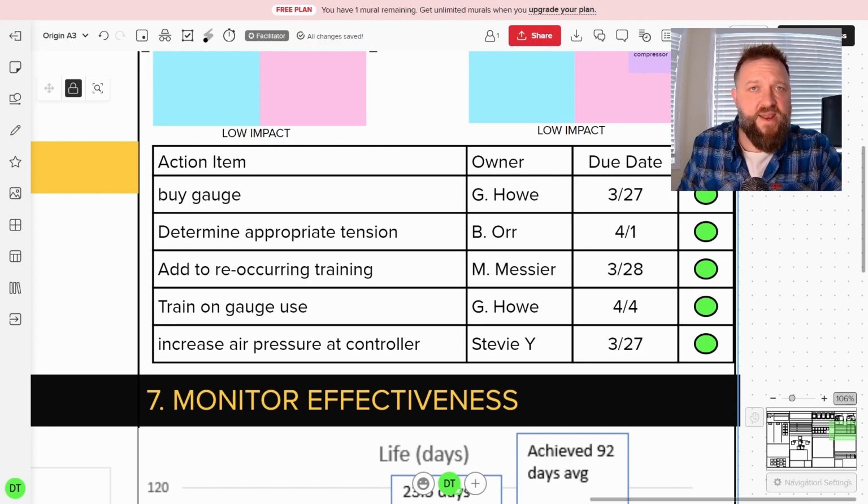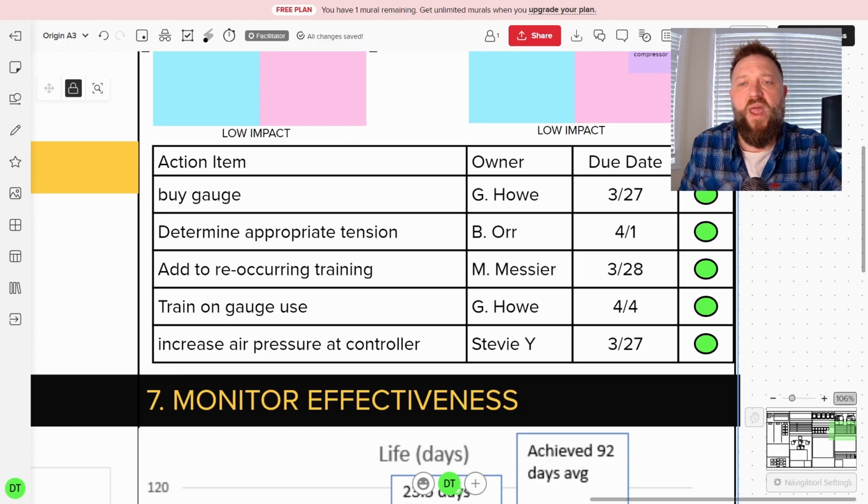Now let's look at the status. Green would mean it's on time and there's no roadblocks to prevent them from achieving the due date of 4/1. Yellow would mean that they would be off track but have a plan to get back on track. Whereas red means that they are off track and they have no plan to get it back on track.